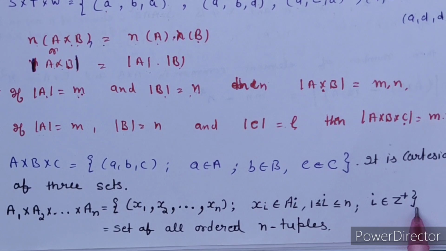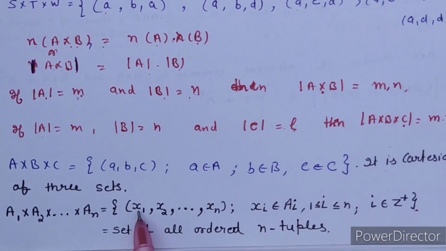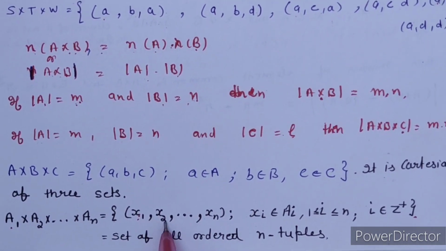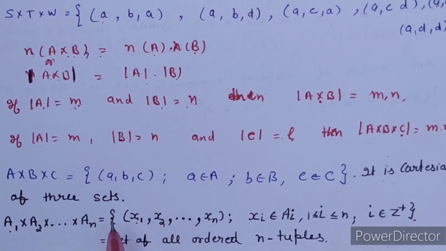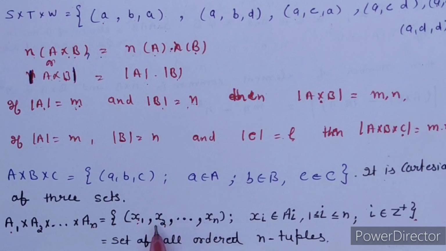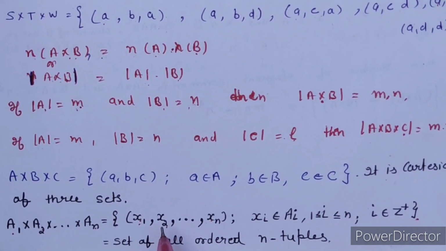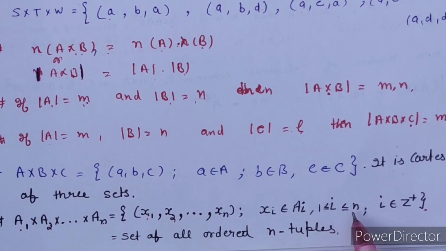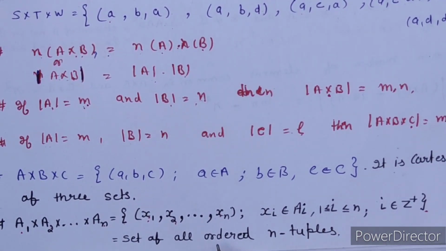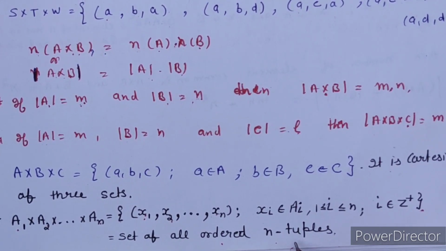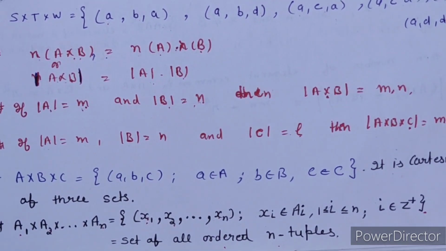So this is the set of all ordered pairs in which the first element x1 comes from the A1 set, x2 comes from the A2 set, xn comes from the An set. Okay, so this is the element of your Cartesian product of n sets, where each xi comes from Ai and i is 1 to n. This is the set of all ordered n tuples. जिसमें यहाँ आपके डायमेंशन n है, so this is known as n tuples.